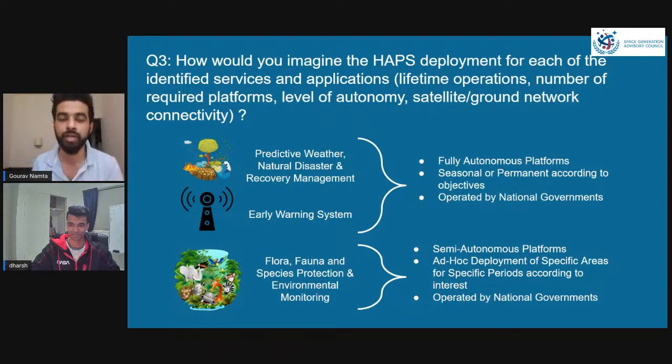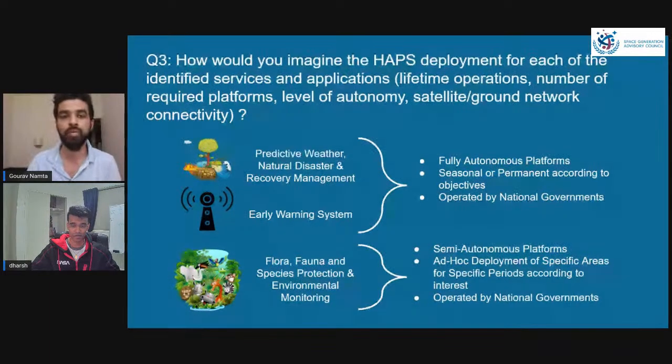For predictive weather and natural disaster and stuff like that, it will be fully autonomous, and it makes sense because for regular monitoring of the weather, or even to mitigate natural disaster, it does not make a lot of monetary sense to have human beings from a data center control it. So it should be fully autonomous. It depends on the application, what we're trying to track, whether the weather or a particular natural disaster, a cyclone or something like that, whether it will be seasonal or permanently deployed. And the third, it's quite obvious, it should be operated by the national government.